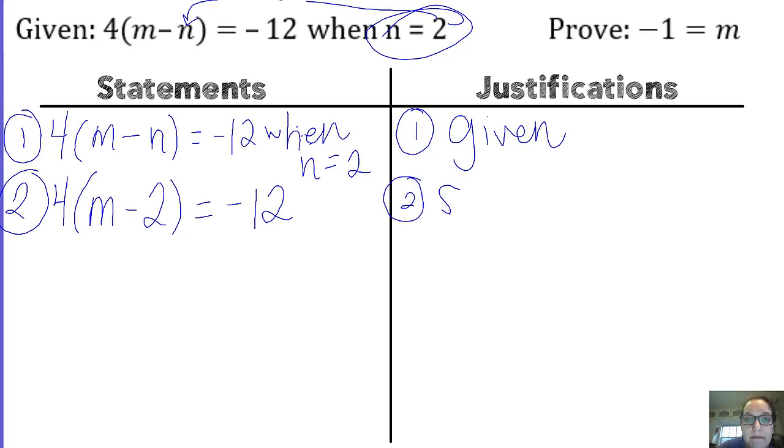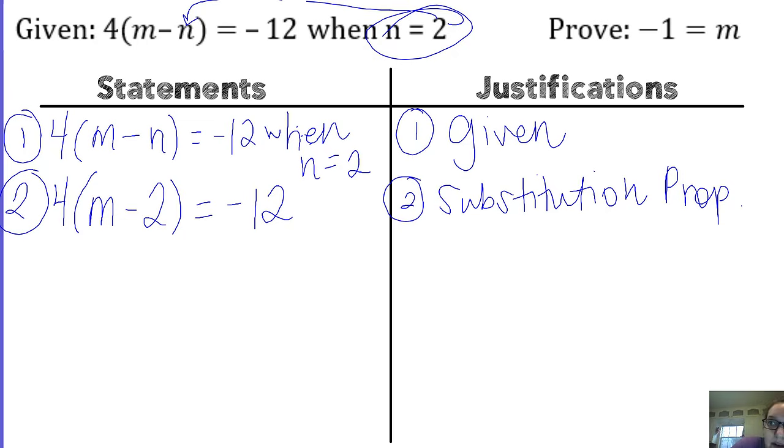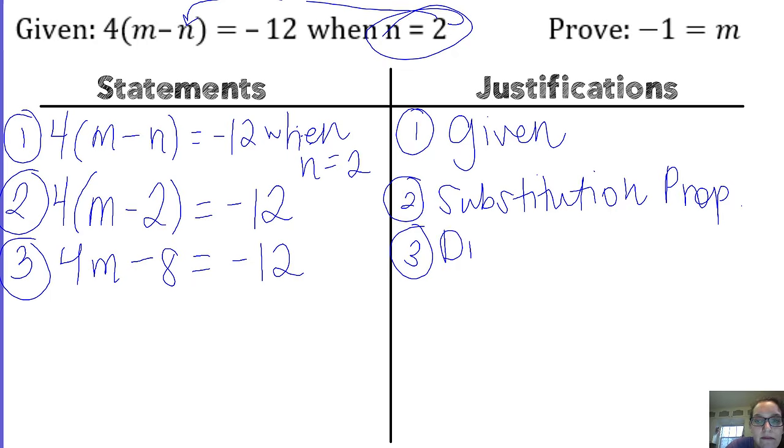Substitution property is my justification. I just went and plugged the 2 in place. That's called substitution. Okay, now if I was going to solve for m, which is what I'm trying to do, I would take the 4 and distribute it to get 4m minus 8 equals negative 12. So that reason is the distributive property.